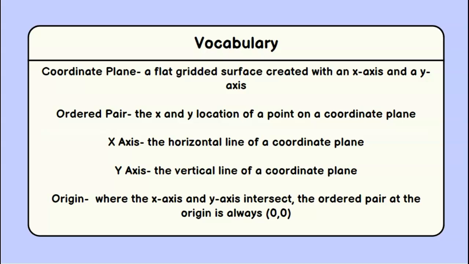The x-axis is the horizontal line that creates our coordinate plane, and the y-axis is our vertical line that creates the coordinate plane. Our origin is where the x-axis and the y-axis intersect and cross over each other. The ordered pair at the origin is always 0, 0.